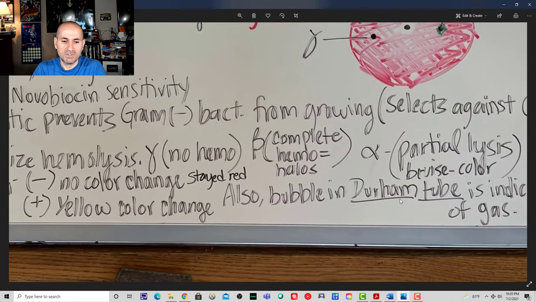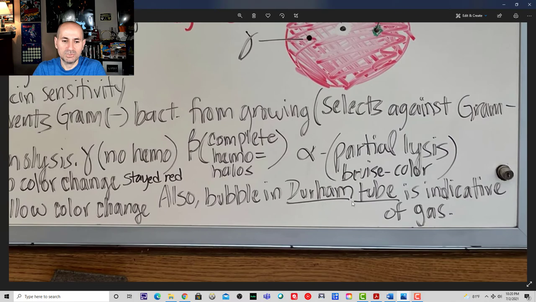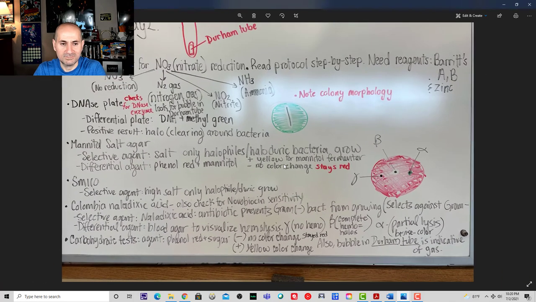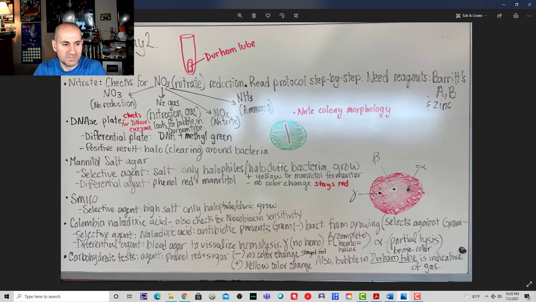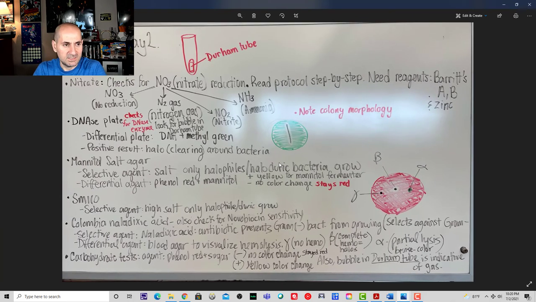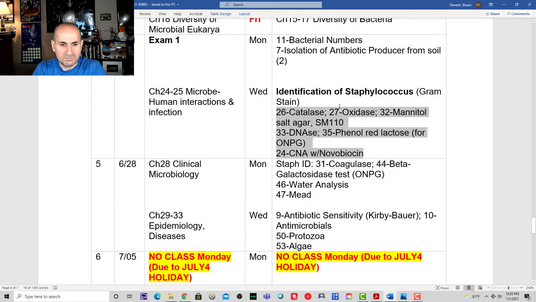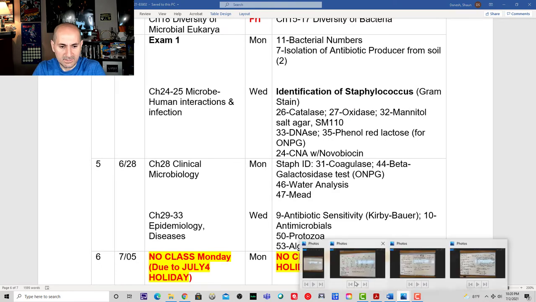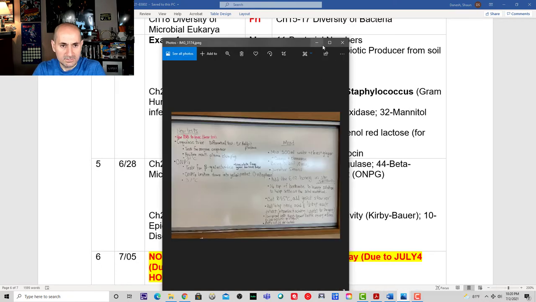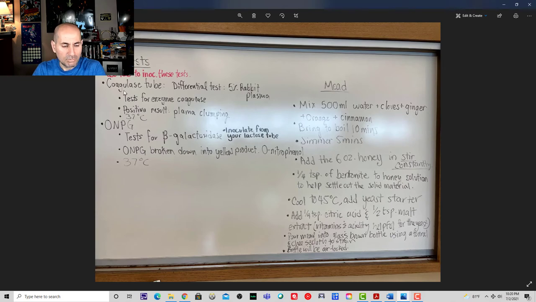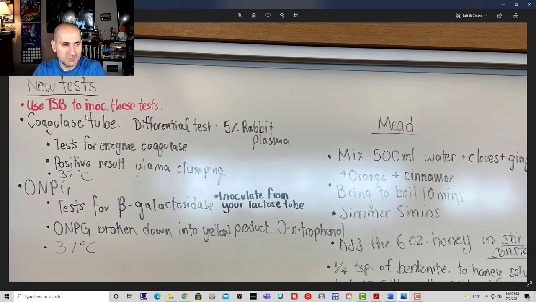Also, you could check for bubbles. Remember, certain ones had a Durham tube. If you see a little bubble inside of the Durham tube, that's indicative of gas formation. All right, so that covers a bunch of our staphylococcal ID. Let's see, there was more. There was another one I had here. Yes, here, coagulase test. Remember the coagulase test?